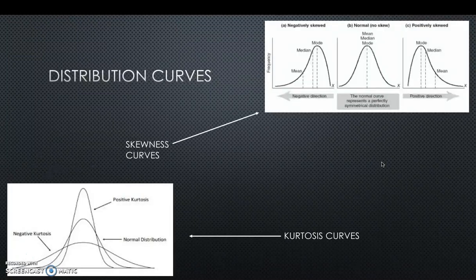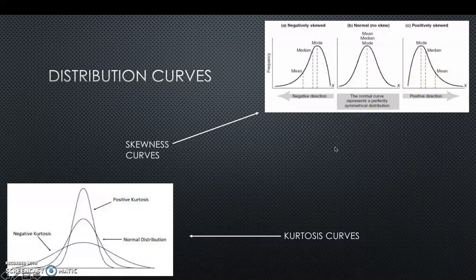Next, I'm going to talk about distribution curves. So first of all, skewness curves show how steep a curve is. This curve here shows negative skewness. This curve shows neutral skewness, and this curve shows positive skewness.